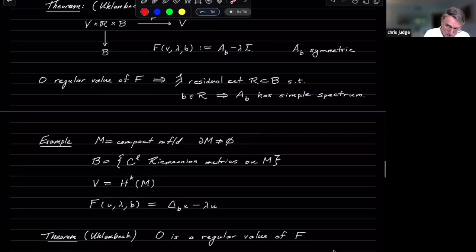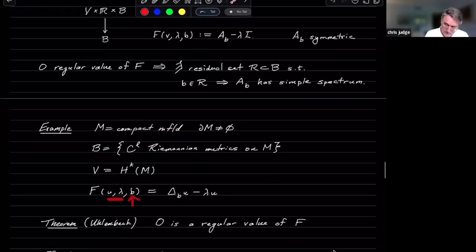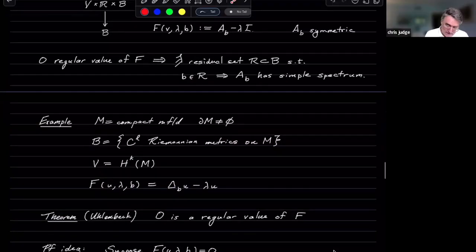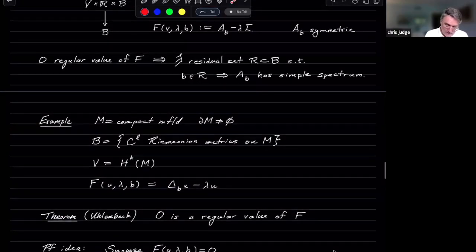Right. So let's look at now. This is the Laplacian, our favorite friend, and we're going to use f of u, lambda, b to be this. So now it has three parameters. These were from the original application to a single b, and then now we add on the parameter. So now we have three things. And the theorem of Uhlenbeck is that in this situation, 0 is a regular value, and therefore I can get simple spectrum generically.